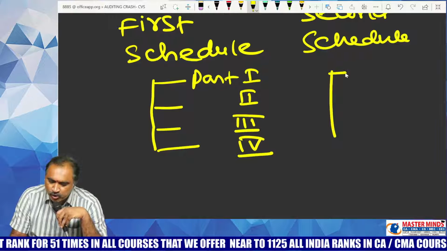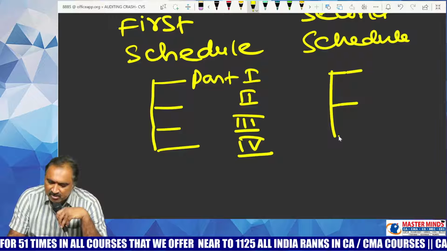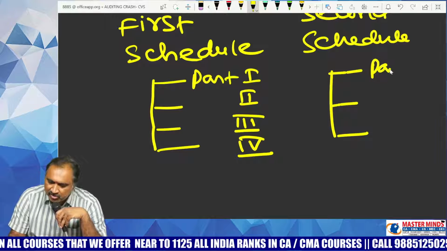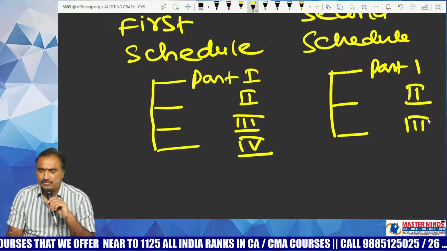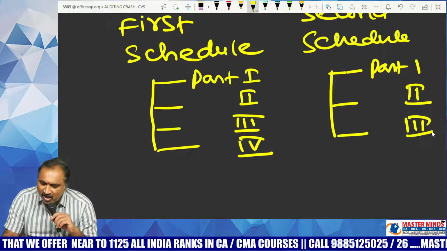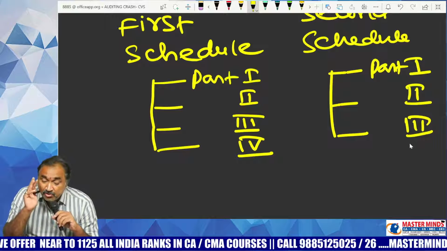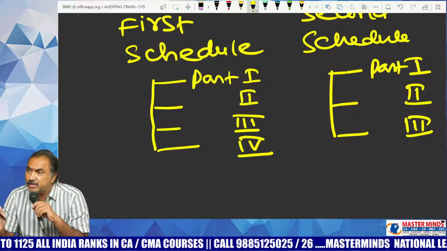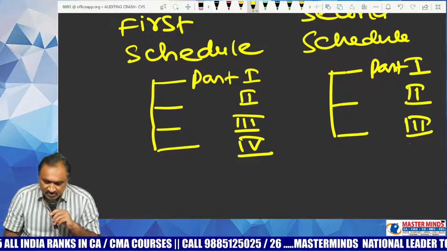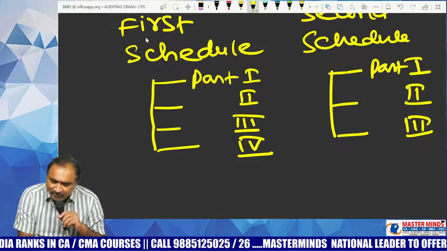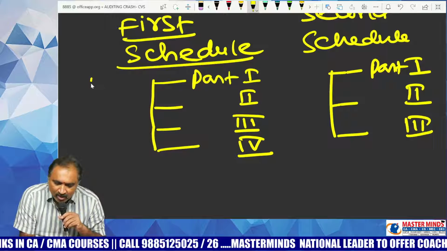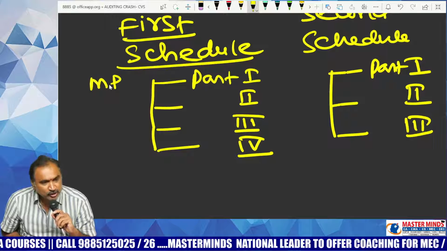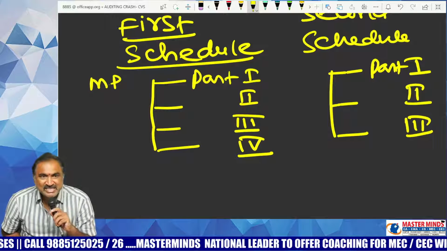The second schedule has three parts: part 1, part 2 and part 3. So there are in all 7 parts. In the first schedule there are 4 parts. In the second schedule there are 3 parts. Part 1 of the first schedule is applicable to members in practice.